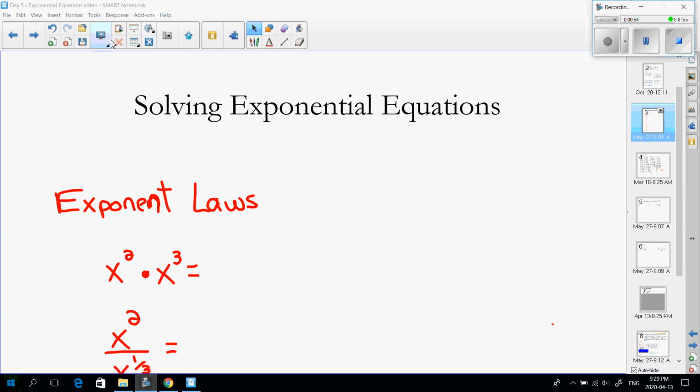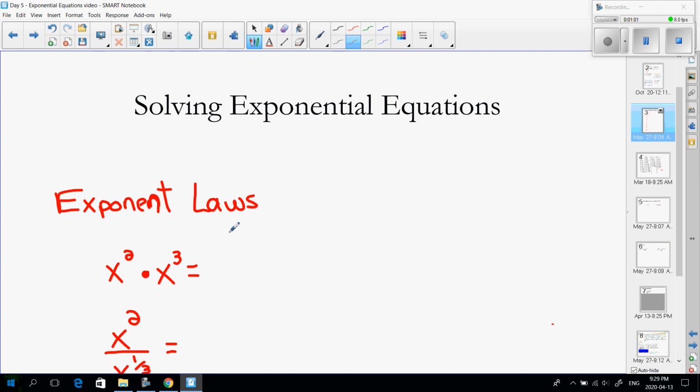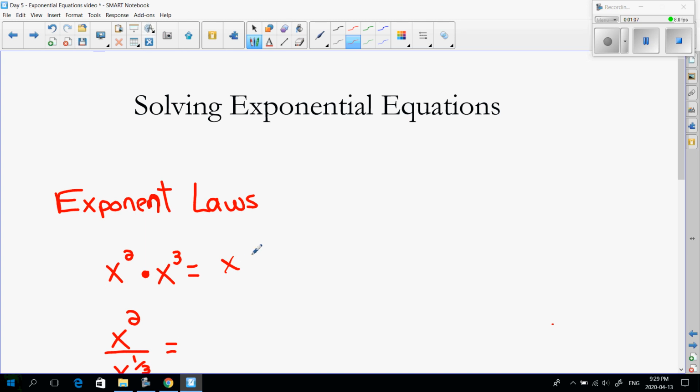Our first example here is x squared times x cubed. Just want to remember that when you multiply powers with the same base, you write your base down, x, and we add our exponents. So x to the power of 2 times x to the power of 3 becomes x to the 2 plus 3, or x to the 5th.